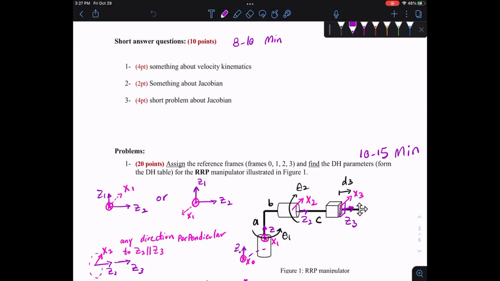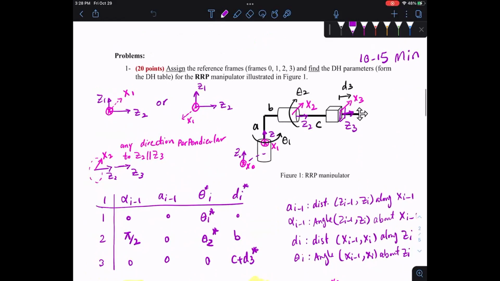So there will be 3 questions, with exactly those point values. The third one is a short problem about Jacobian. You can do it quickly if you understood the concept. So that will be a quick check. Then there will be 3 problems. Problem 1 will be frame assignment. I will give you a robot that has just the joints, and there's no frame assignment. So there will be frame assignment and creating the DH table.